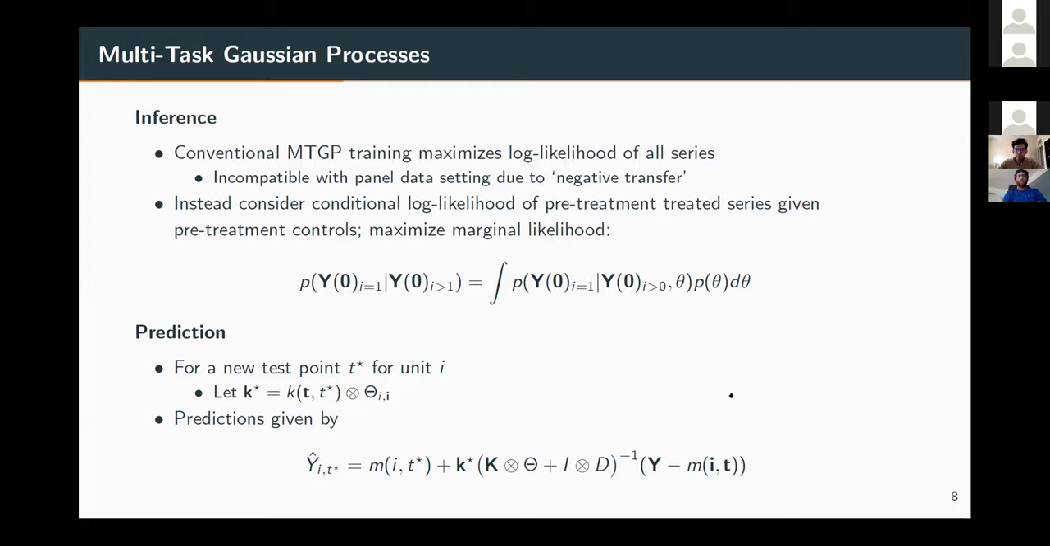And finally, through some math, you can derive this posterior predictive distribution. And so our counterfactuals for Y hat, so this is the Y that we care about, you'll fill in one here for that treated unit, indexing that treated unit. And then the time point that you care about is given by this equation.